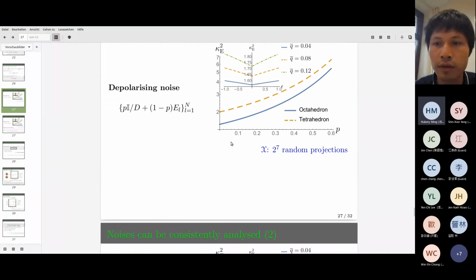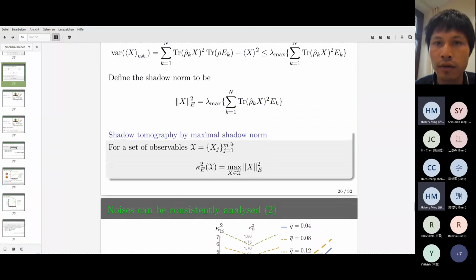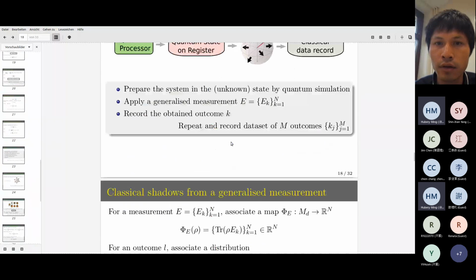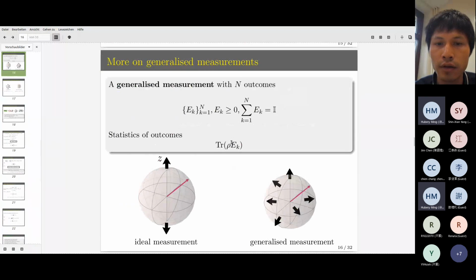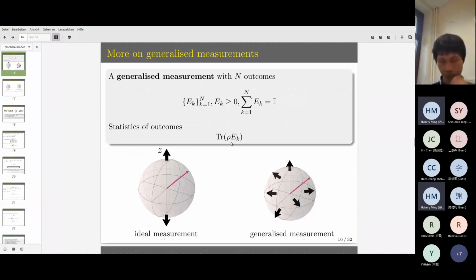Can you just go back to the introduction of the generalized measurement? Here? Yeah, probably here. For the generalized measurement, the condition is the summation over all E_k equal to identity, right? But the E_k may not be projections themselves. But in quantum mechanics, usually we interpret them as the probability because they are projections.